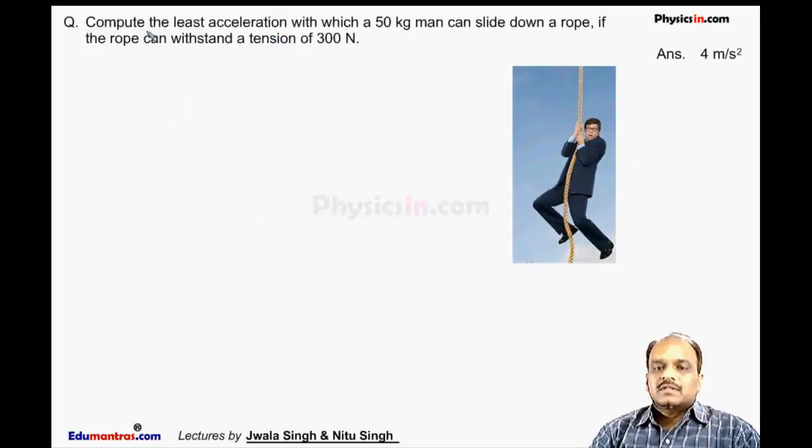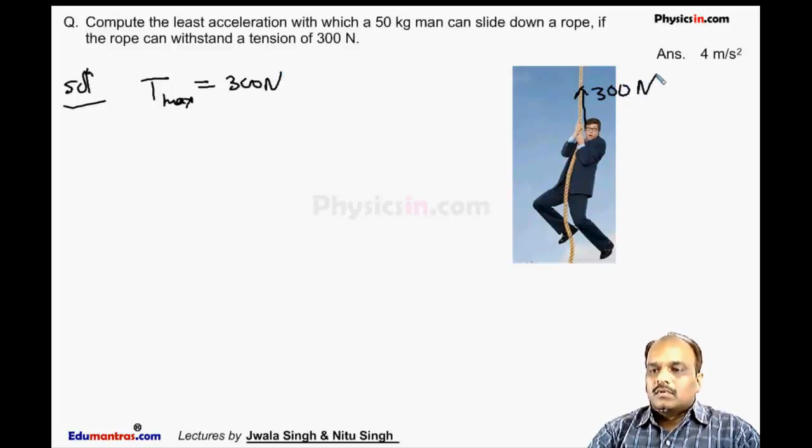Compute the least acceleration with which a 50 kg man can slide down a rope if the rope can withstand a tension of 300 Newton. The maximum tension this rope can bear is 300 Newton. So let the tension here be 300 Newton. This is the maximum tension which this rope can bear.